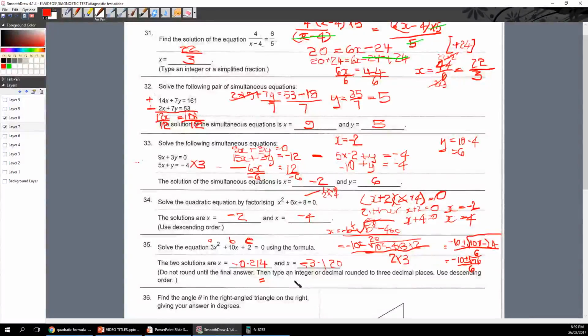Use descending order. I'm not 100% sure what's meant by that, but that's what the answers have got there, and that's correct. So that's the biggest one first, and then a smaller one, and same went here. So I assume that's what's meant by descending order. There we are, those ones done. That took a little bit of time to get through. They're getting quite complex now.